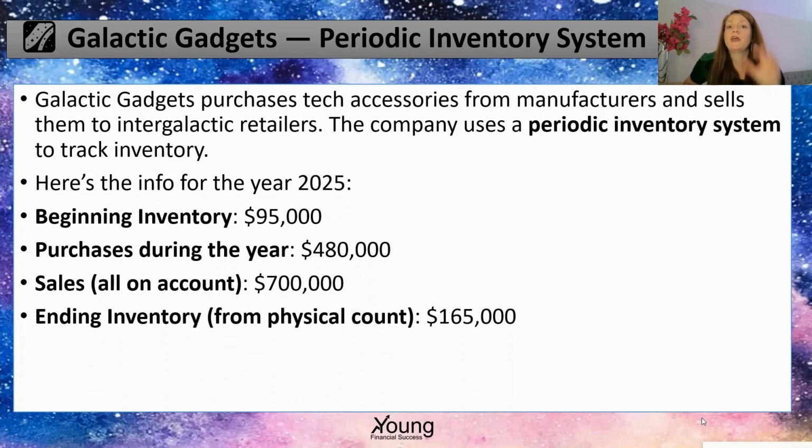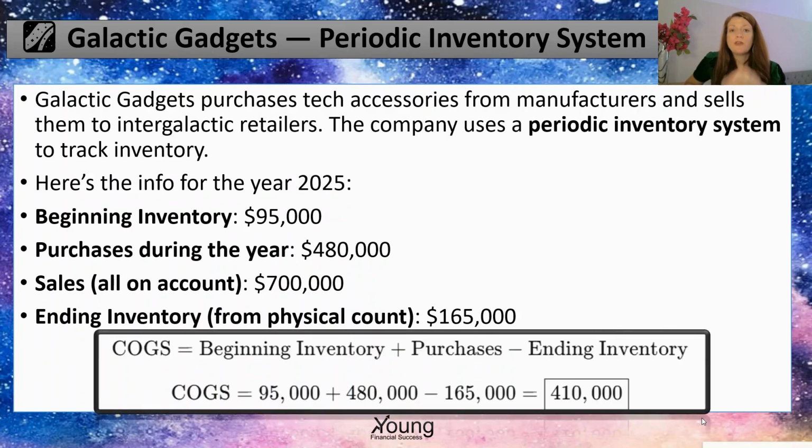Their ending inventory, they only know from a physical count, is 165,000. So they have to use this formula after doing the physical count. They say last year our physical count ended with 95,000. We added 480,000 we see in our purchases account. Then we did a physical count. We said we still have 165,000.